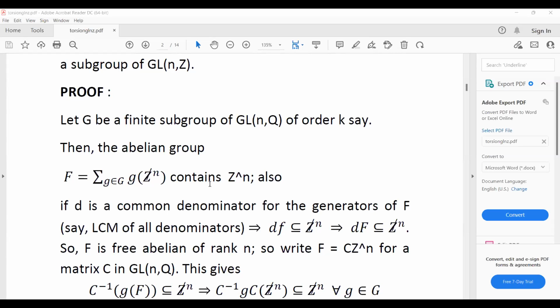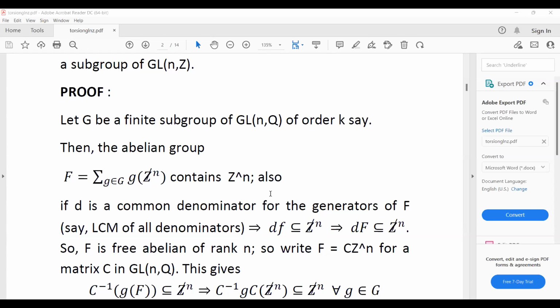So you can definitely take the maximum or the LCM of all the denominators. In other words, there is an entry D such that when you multiply any element of this by D, all the denominators are cancelled. That means it is contained in Z^n. What it means is that F is caught between: it contains Z^n and it is contained in (1/D) times Z^n.